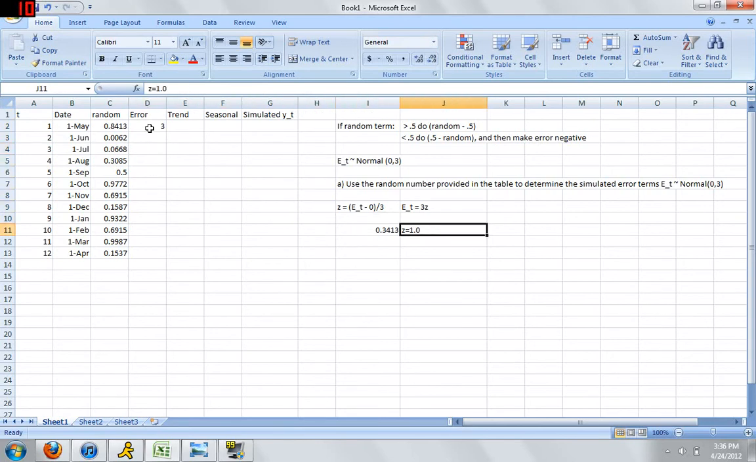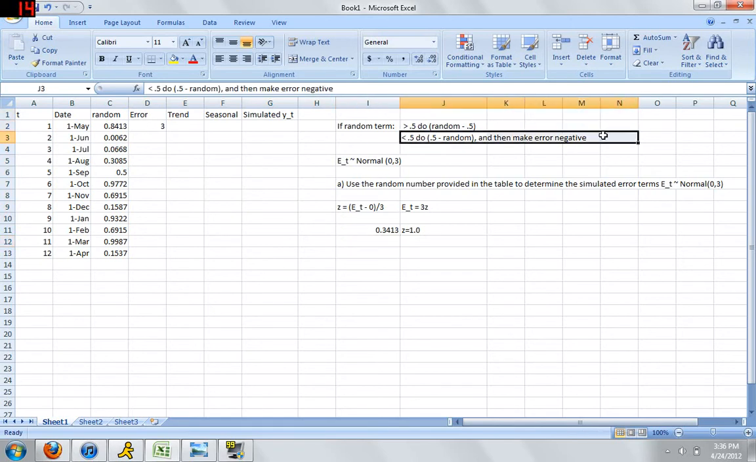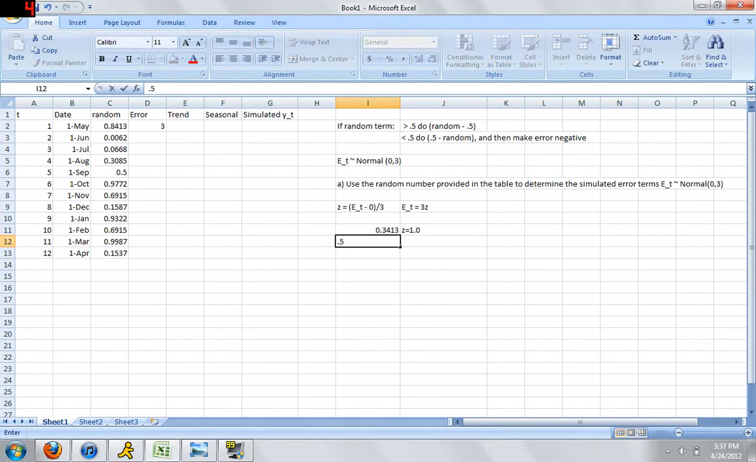You can do the same for the second one. In the case of the second one, it's actually less than 0.5. So we're going to use this thing right here. Since it's less than 0.5, you do 0.5 minus the random term, and then you make the error negative. So in this case, you do 0.5 minus 0.0062. That gives you 0.4938.